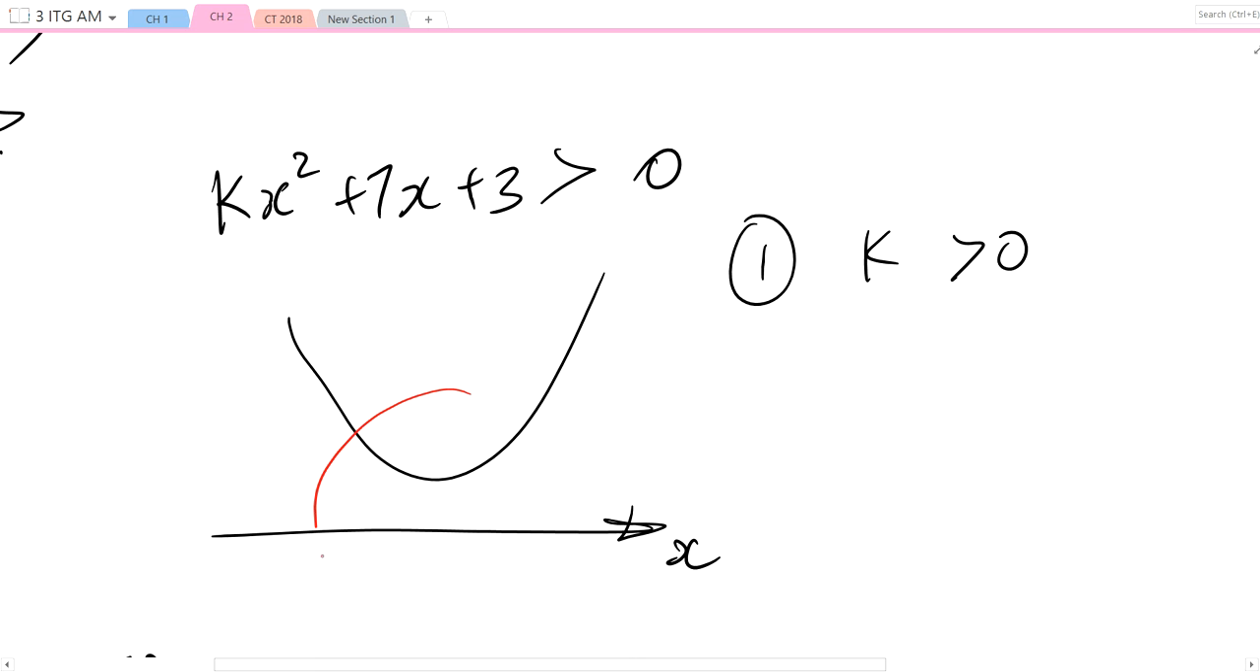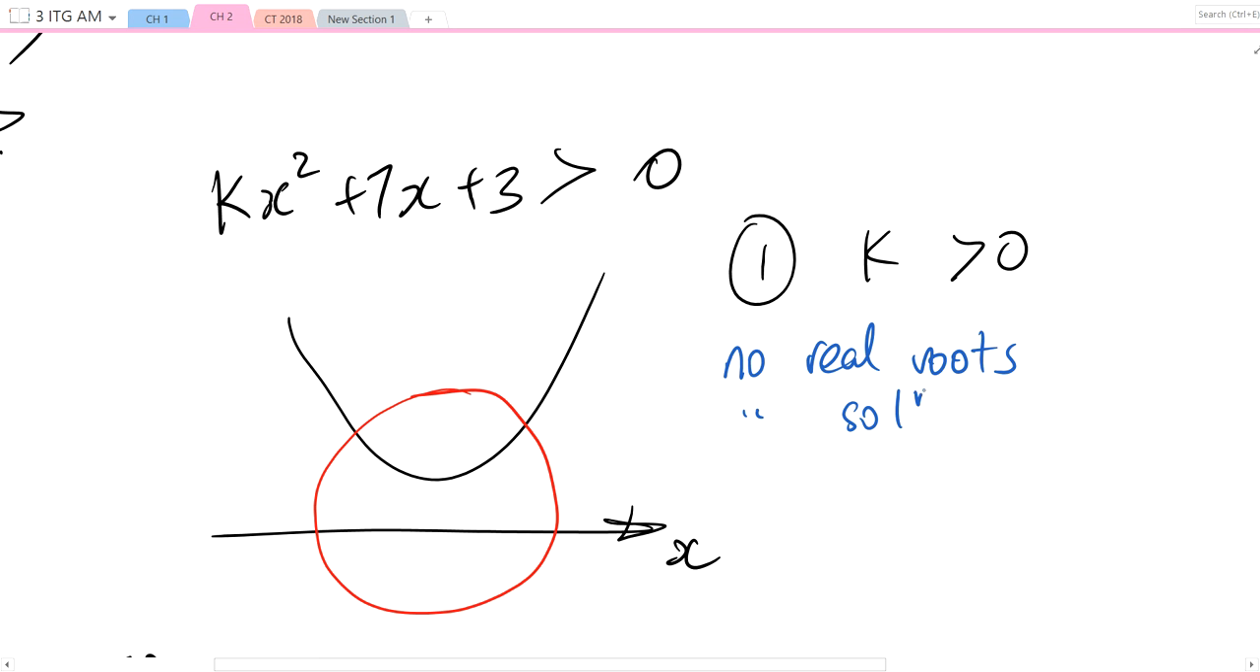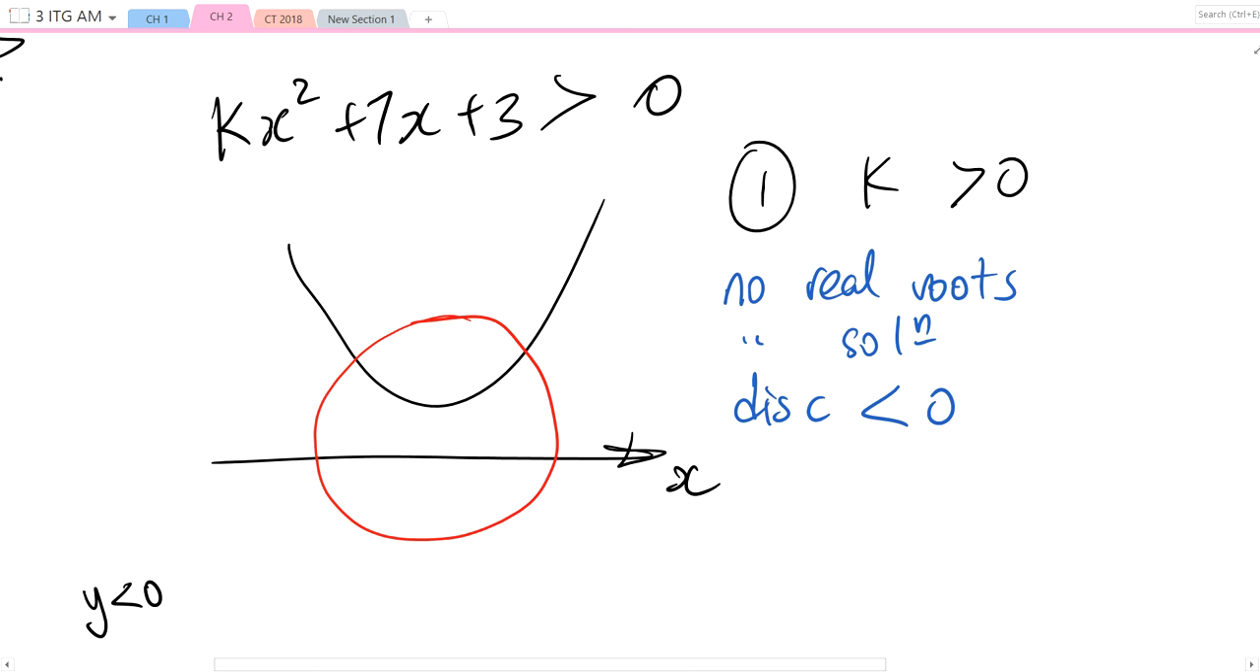Tell me about the intersection with the x-axis over here. Never touch. What does that imply? No real roots. Excellent. So this tells us that at the back of our minds, we must be thinking, okay, no real roots. Okay, what does this mean now? No solution. What does this mean? Discriminant is less than 0. This is what is going through your mind. Okay? So discriminant. Can you tell me what's the discriminant now?